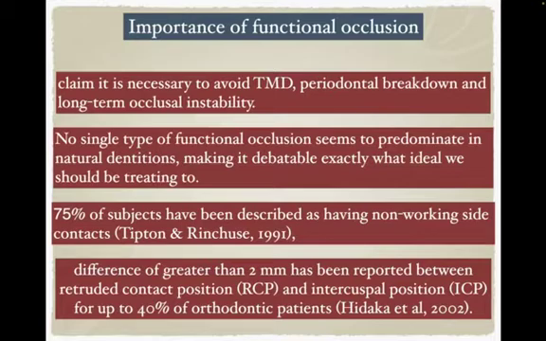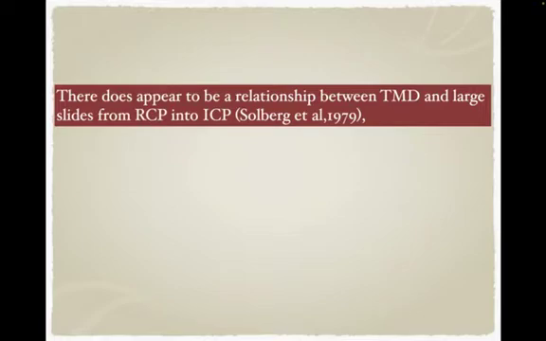However, as well, a difference of greater than 2 millimeters has been reported between the retruded contact position and the intercuspal position for almost 40% of orthodontic patients. When they attended treatment, they had this discrepancy, which is greater than 2 millimeters, with no problem. So again, why consider that RCP and ICP should be coincident if it does not cause a problem? So basically, there does appear to be a relationship between TMD and a large slide between RCP and ICP.